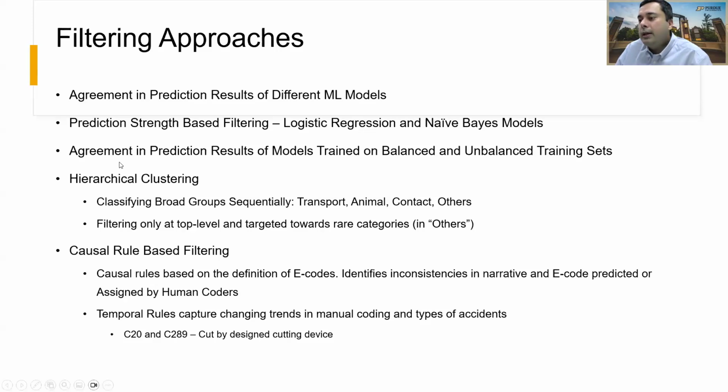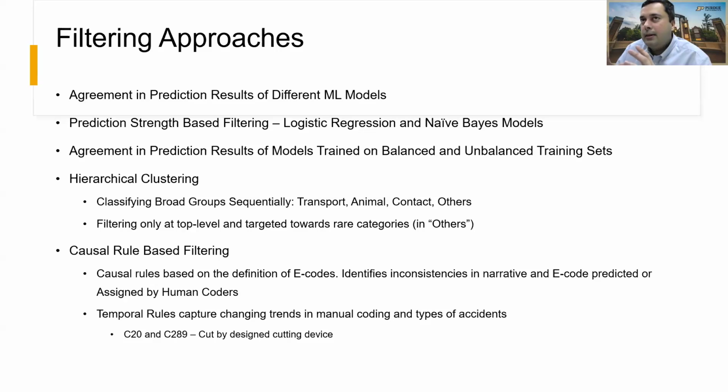Then we also looked at agreement and prediction results between models which were trained on balanced and unbalanced training sets. By the unbalanced training set, we mean the natural distribution of data, where most of the injuries happen in 2 or 3 causes, but there are 30 different causes. For the balanced training set, we took close to 1,000 training cases for each category. There were some categories where we did not have 1,000 training cases, so we just used whatever we had.